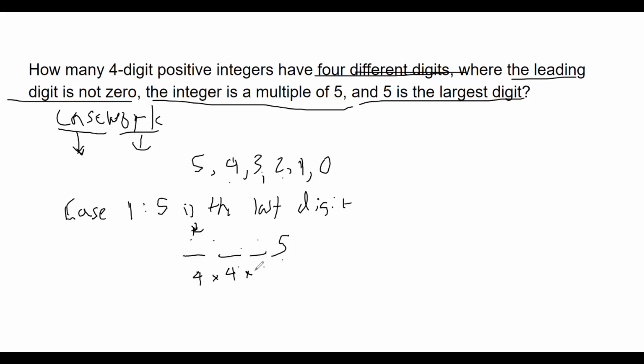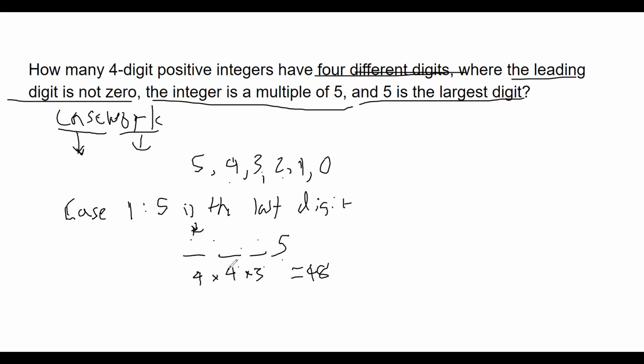And now there are simply 3 choices remaining for our last slot, since we've used 3 digits already, so there can only be 3 left. And so this is simply just 4 times 4 times 3, or 48 for the first case.